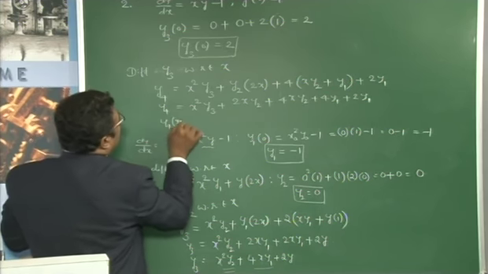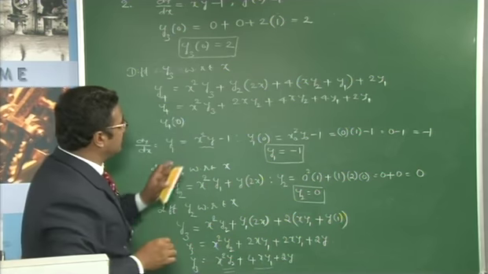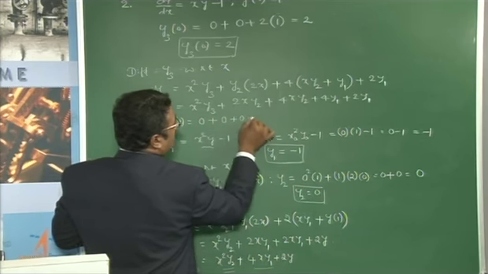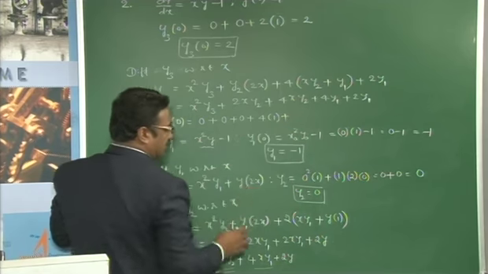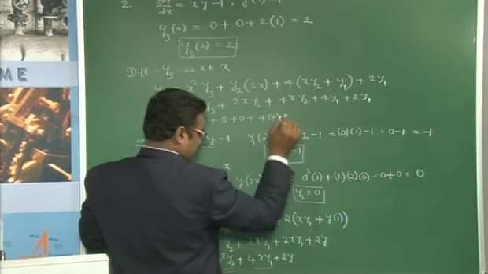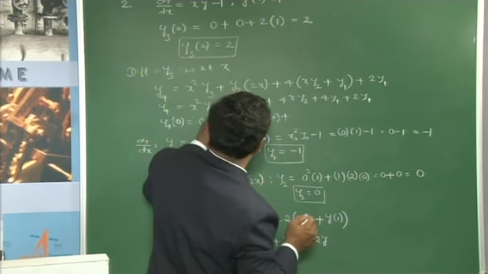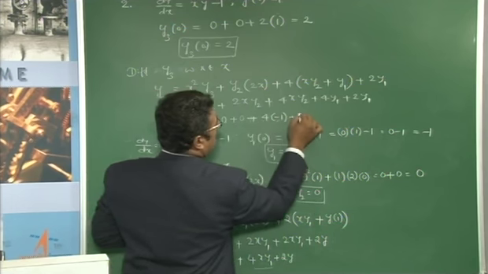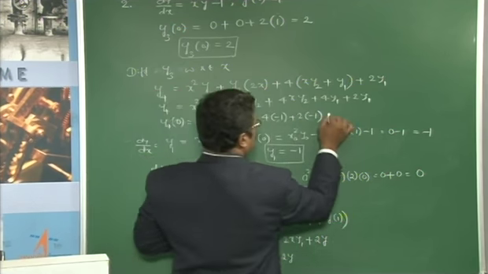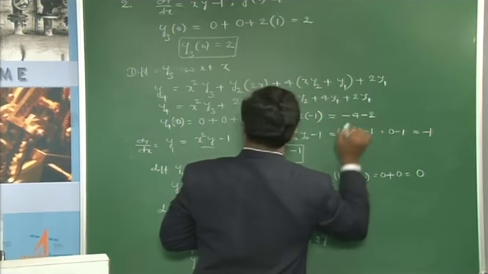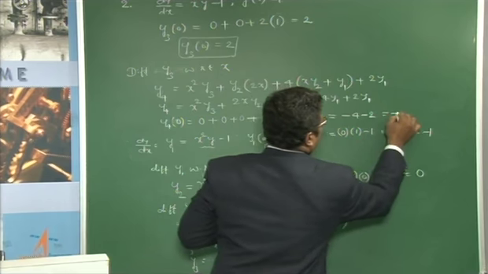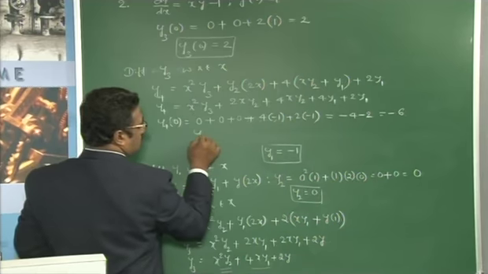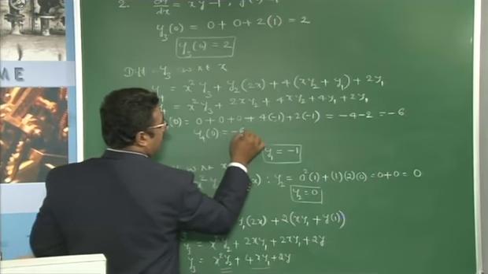Again y4 equal to y4 of 0, that means x naught value 0. This value is 0 because x is there, plus 4 into y1, and the value of y1 is minus 1. So 4 into minus 1 plus 2 into minus 1. Finally we have minus 4 minus 2, which becomes minus 6. That means y4 of 0 becomes minus 6.